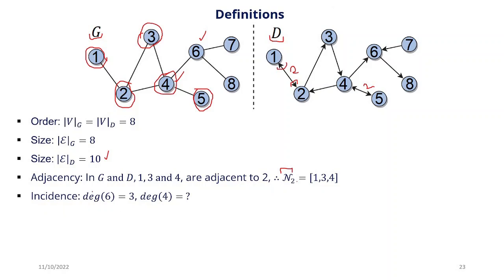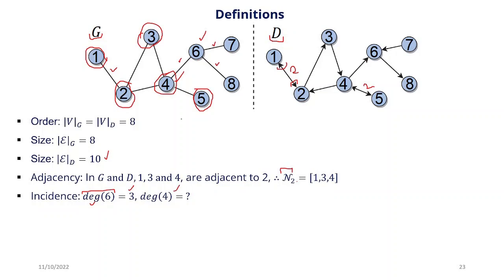When we say incidence, we are talking about the incidence of an edge. For instance, this edge is incident on node 1 and node 2. So we can say the degree of 6. And when we talk about degree, we are talking about the undirected graph. When you talk about the digraph, it's going to be in degree and out degree. So we say the degree of 6 is how many edges are incident with 6. We have one edge, the second edge, and the third edge. Therefore, the degree of 6 is 3. 3 edges are incident with 6. That's why the degree is 3.